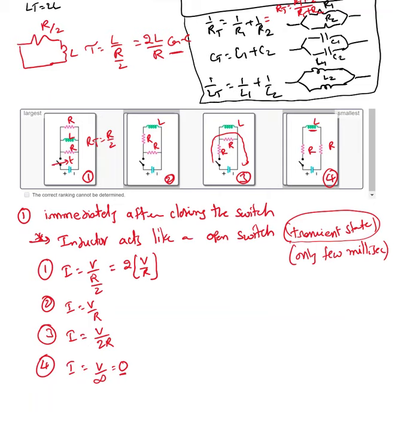Now, which one has the highest current? The first circuit has the highest current. This one has the highest current, that is, immediately after closing the switch.